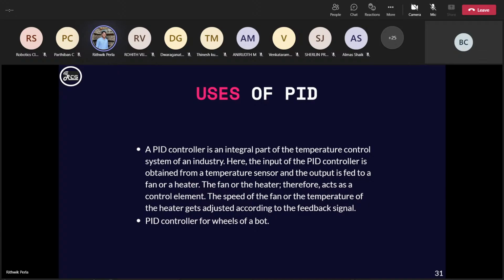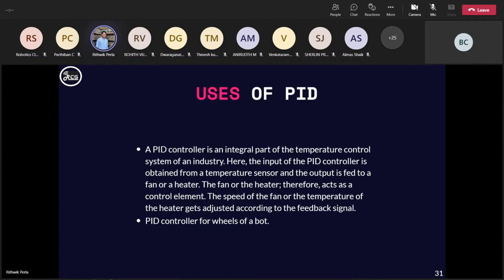Suppose the right wheel is 1 degree slower than the left wheel, then the bot might go slanted towards the right side. If the wheels are the same speed, then it goes straight; whichever is more, it goes according to that direction. So to make it go in a straight path without any deviation from the path, you use a PID controller.